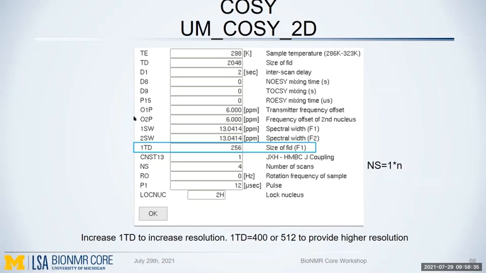Those O1P, O2P, 1SW, 2SW can also be changed, similar to those 1D experiments. And those 1TD is the one you may want to change. So you can first run a TD with 256, see if you are happy with the resolution. And then you can try to increase the resolution a little bit and see if you improve your spectrum.